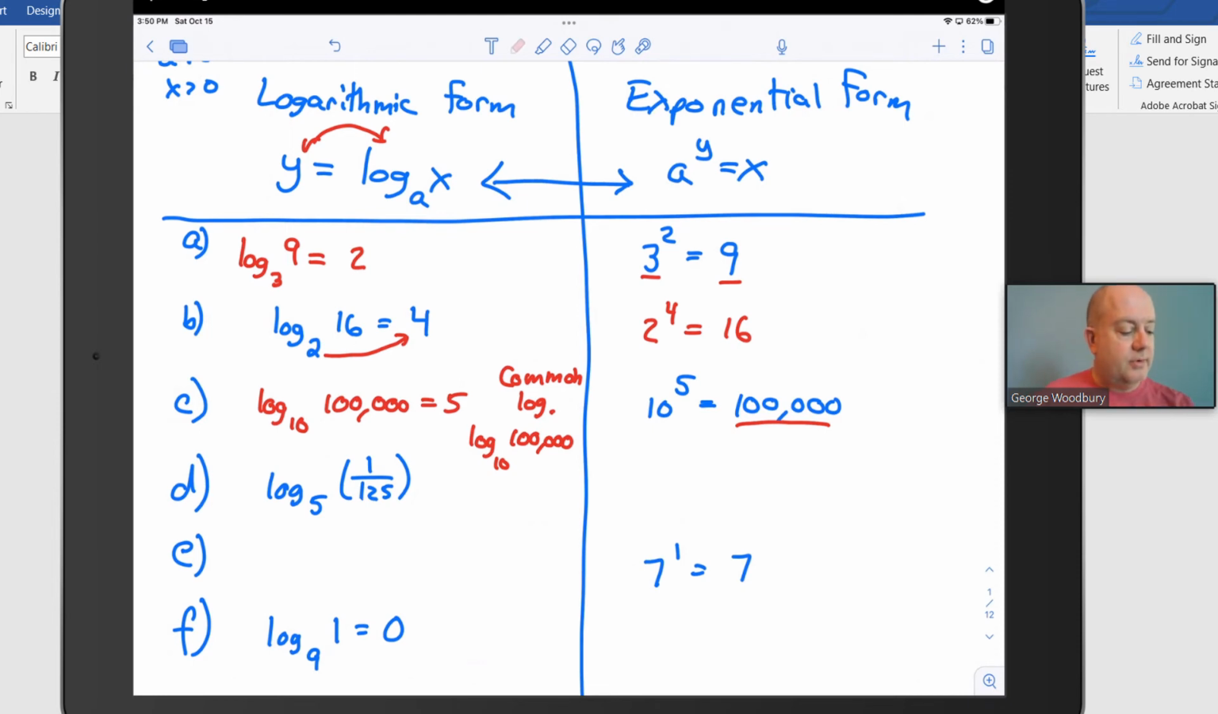I left off part of part D. Let me add that in. Let's see if we can figure out what's missing. Remember, a logarithm is the exponent that you have to raise the base to in order to get the argument. So what power do we raise 5 to in order to get 1 over 125? Well, I know it's negative because the power of 5 is in the denominator, and because 125 is 5 cubed, this should have been -3 there. Okay, in exponential form, that's going to be 5 raised to the -3rd power equals 1 over 125.